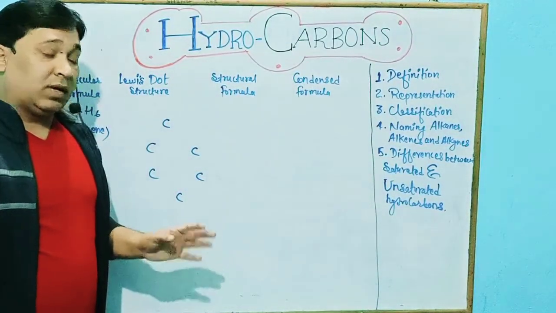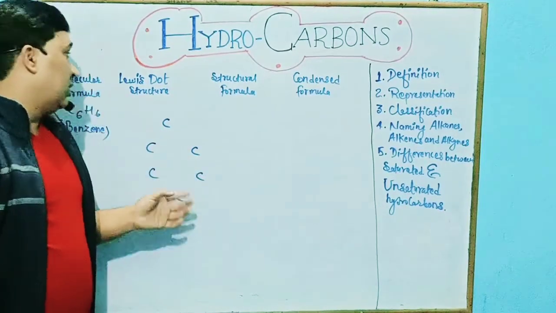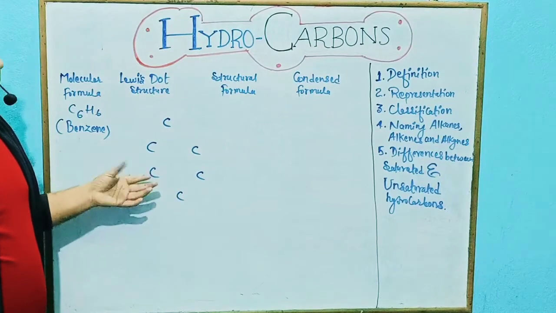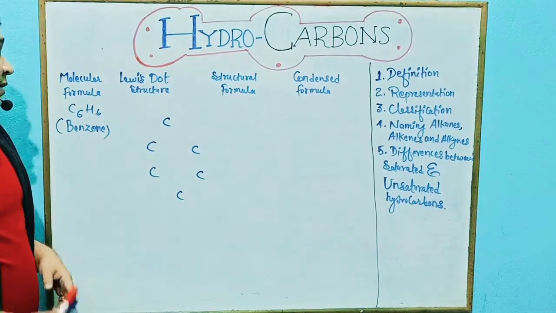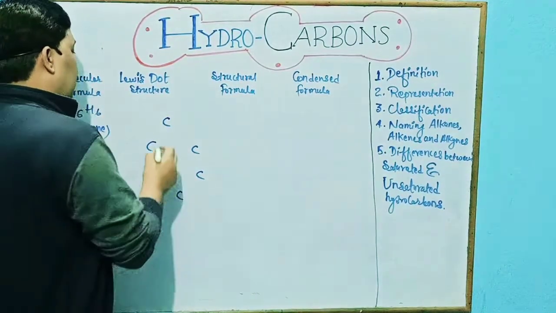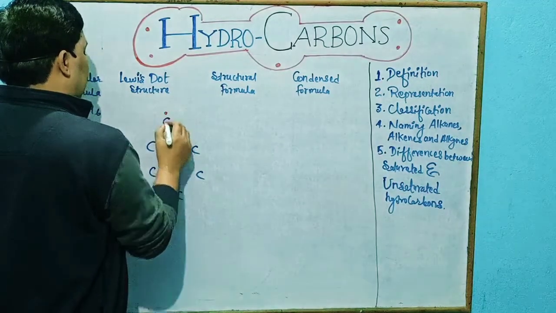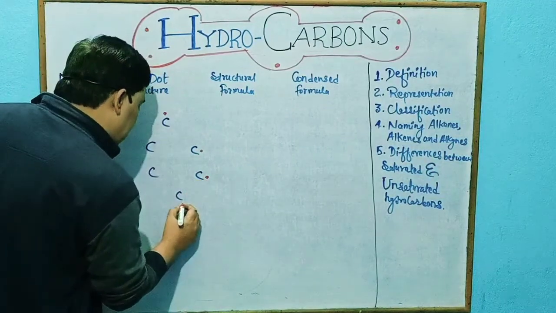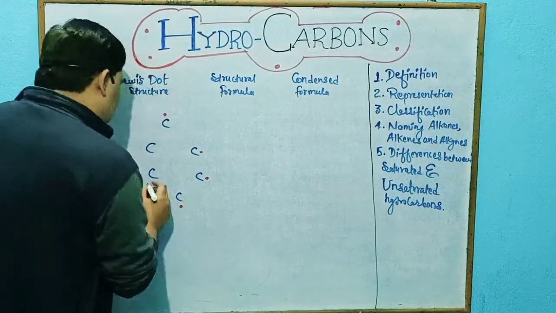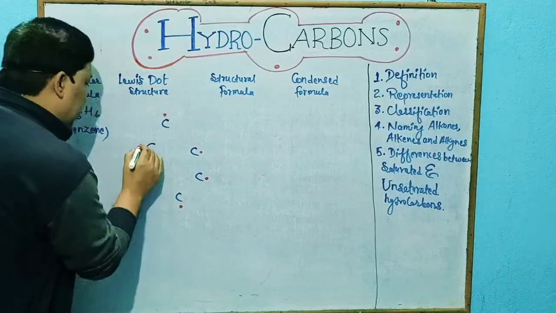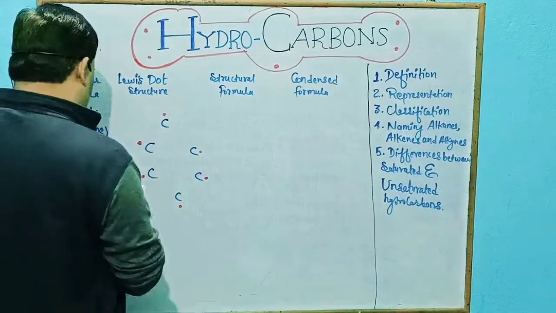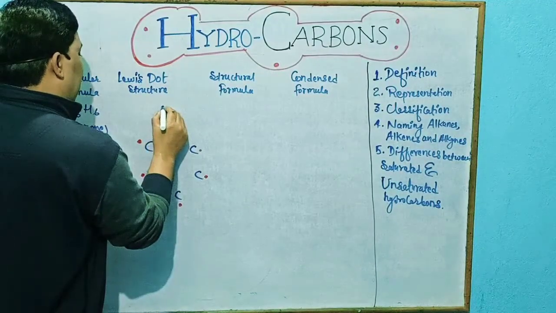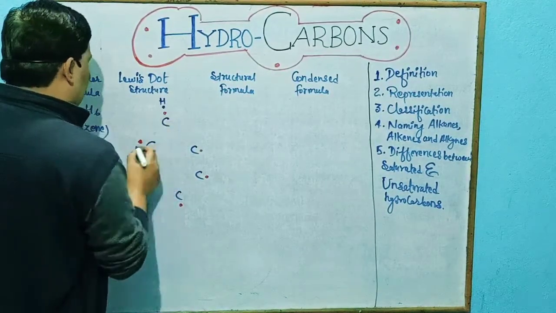So first of all, in the Lewis dot structure representation of benzene, we take the 6 carbon atoms and then we attach 1 hydrogen to each carbon atom. So now there is a sharing of 1 electron of each carbon with the hydrogen atom.